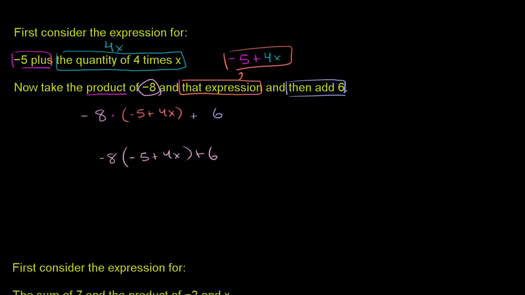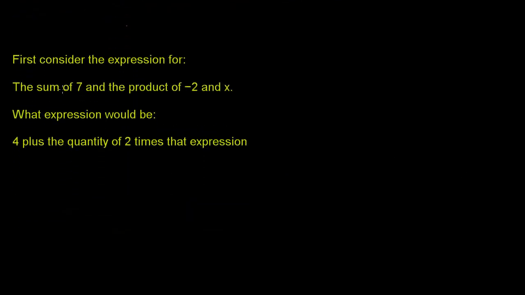Let's do one more. First, consider the expression, the sum of 7 and, so that's going to be 7 plus something, and the product of negative 2 and x. The product of negative 2 and x is negative 2x. So it's 7 plus negative 2x. We could write that as 7 minus 2x. So this is equal to 7 minus 2x. These are the same expression.